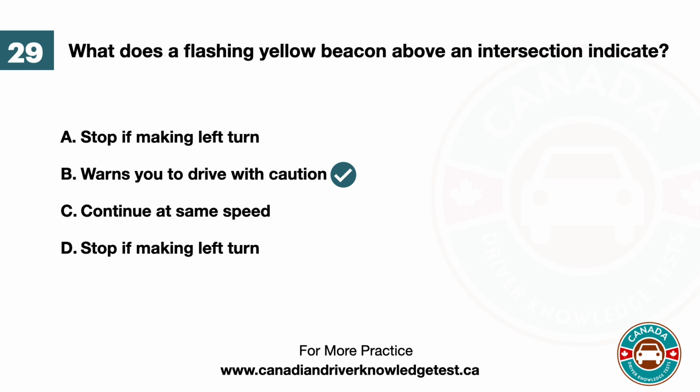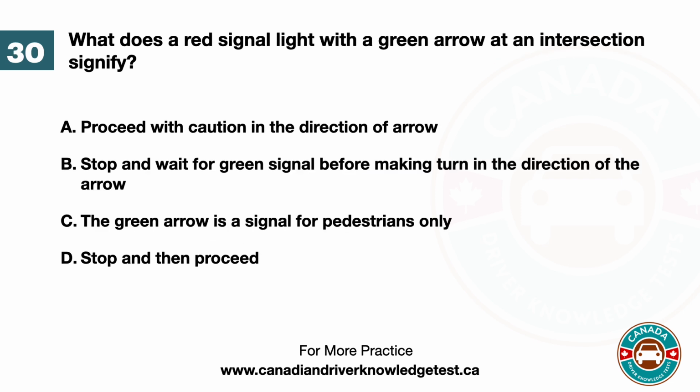Question 30. What does a red signal light with a green arrow at an intersection signify? A. Proceed with caution in the direction of arrow. B. Stop and wait for green signal before making turn in the direction of the arrow. C. The green arrow is a signal for pedestrians only. D. Stop and then proceed. The answer is A. Proceed with caution in the direction of arrow.